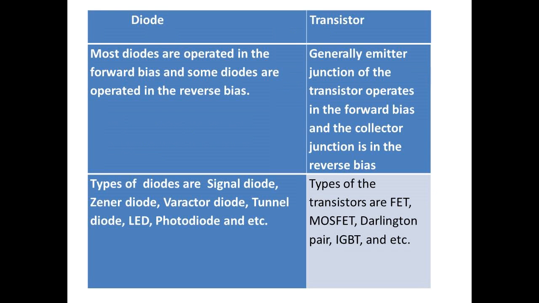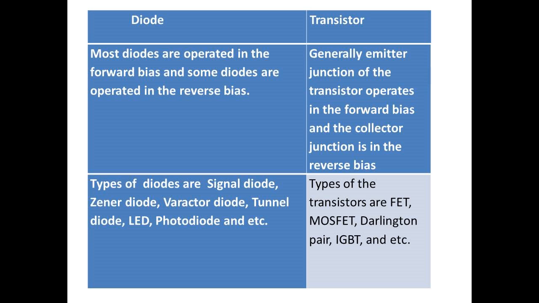Most diodes are operated in the forward bias and some diodes are operated in the reverse bias. Generally, emitter junction of the transistor operates in the forward bias and the collector junction is in the reverse bias.